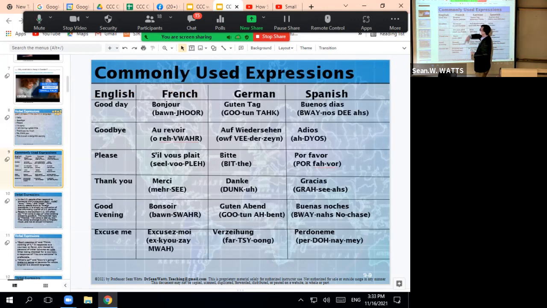Simple versions of this, French, the whole idea of good day, goodbye, please, thank you. There is the translation here and the sounds in several different languages. You can go through that on your own if you want. S'il vous plaît, take a look at this in your own free time. Hopefully people have checked this in advance.